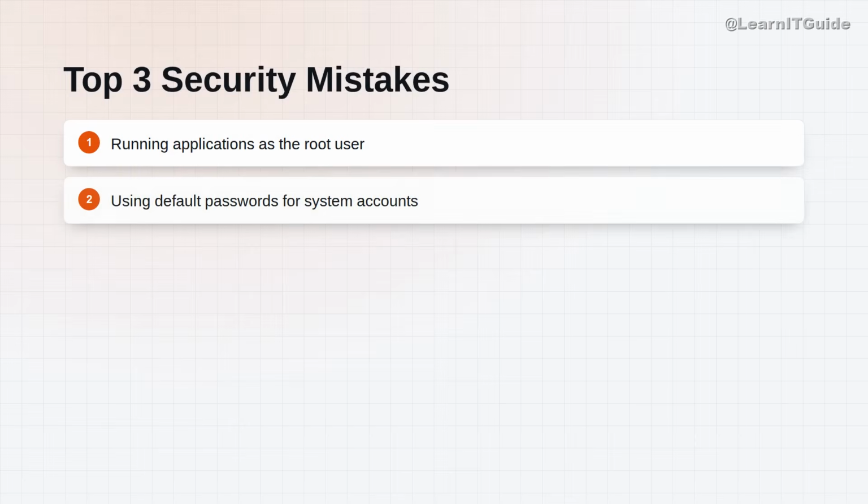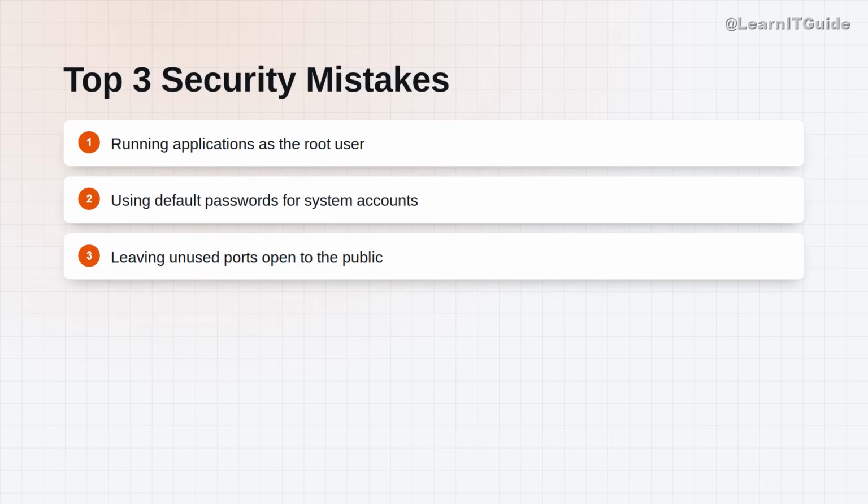The first mistake is running applications as the root user. This means any vulnerability in your app gives an attacker root access. Always run as a dedicated service user. Second is using default passwords. If a system account has a default password, an attacker can log in instantly. Always set unique complex passwords.